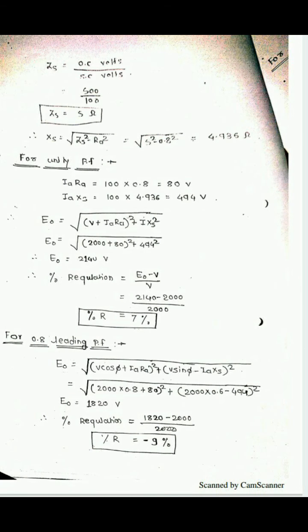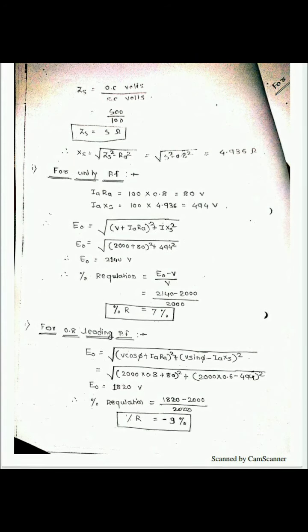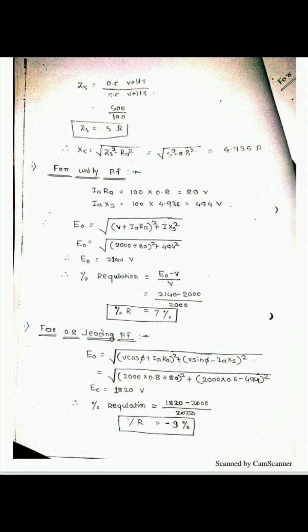So substitute all the values of V cos phi, IA, RA drop, similarly V sin phi. If you know the value of phi, that is cos phi is 0.8, then it will be easy to find out the value of sin phi. So the value of sin phi is 0.6. So substitute this value into that equation. We can get the value of E0, and the value of E0 is 1820 volt.